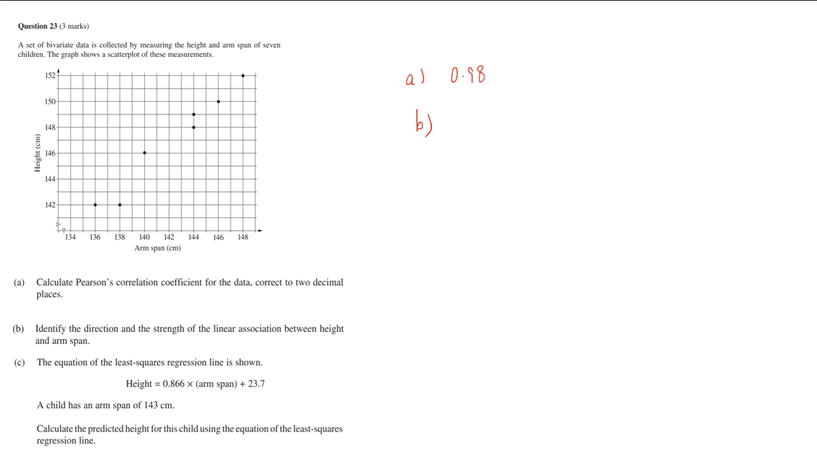Then the second one is asking you the direction and strength of the linear association between height and arm span. Now, direction: if something is going upward, so as the arm span is increasing, the height is also increasing, right? With 148, there is a higher height, 152. With lower arm span, the height is lower. So the trend is going upward. So you call this a positive trend.